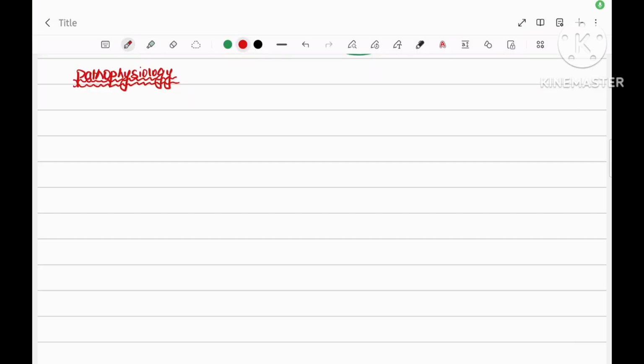Let's talk about the pathophysiology of varicose vein. In pathophysiology, there are two hypotheses. One is the fibrin cuff theory, and the other one is the white cell trapping theory.